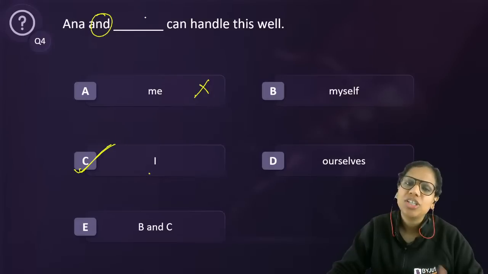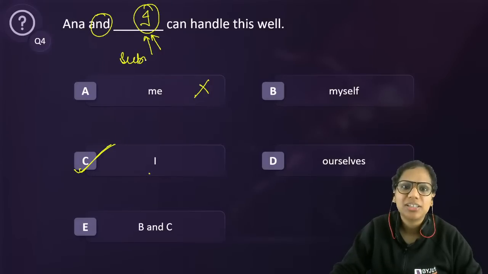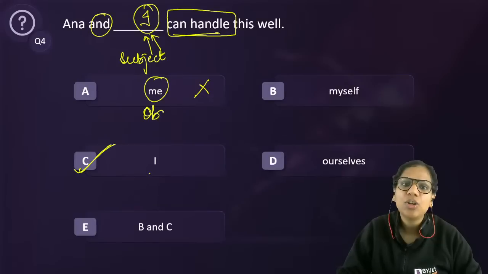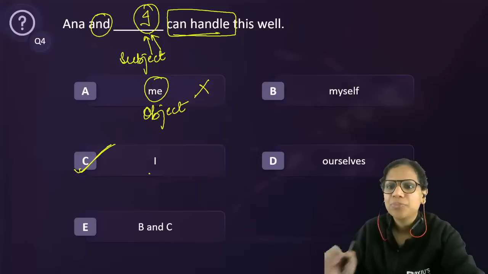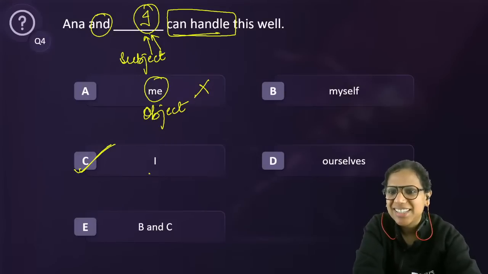And the grammatical logic is that I need a subjective pronoun here. I need a subject for this verb, can handle, which is I. Me is not a subject. Me is an objective pronoun. Okay, so C. Now, did anyone say E? Okay, B and C.